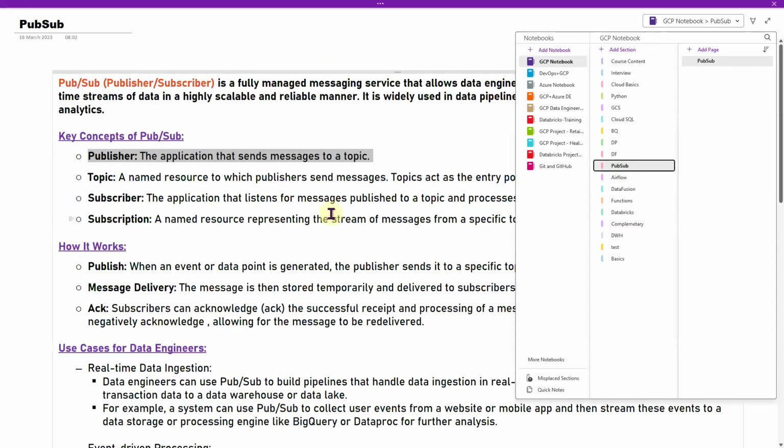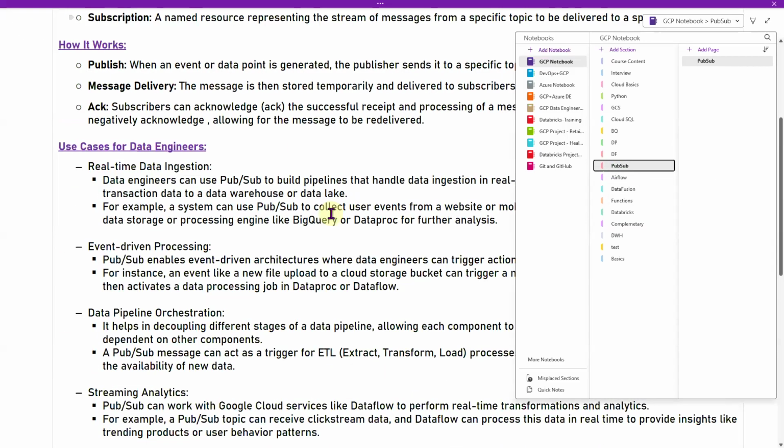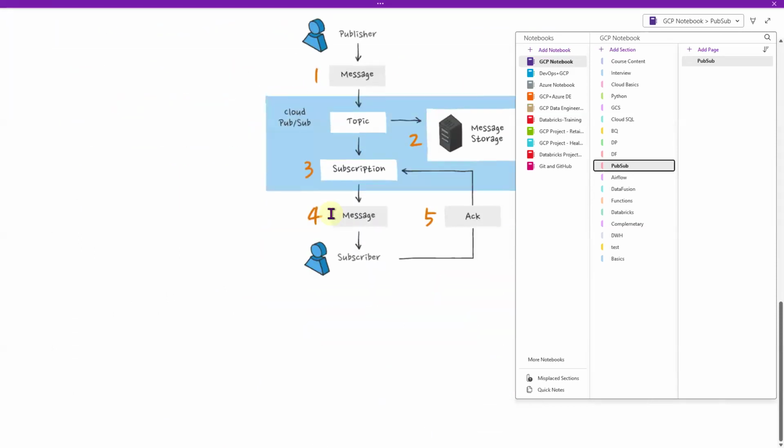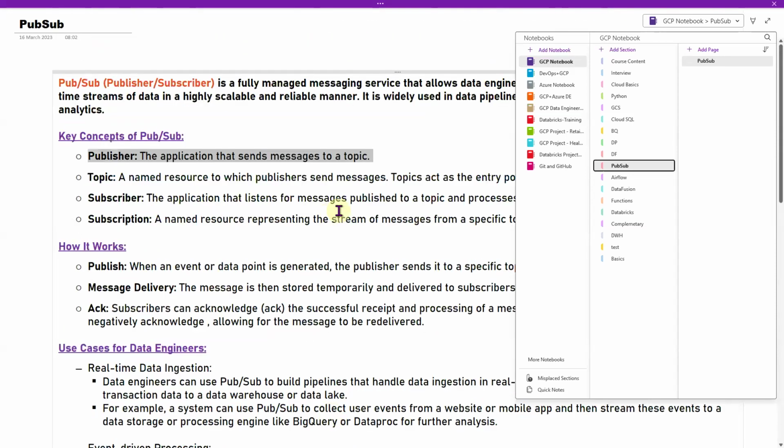What is PubSub, and what is the architecture of the PubSub, and how do we work with PubSub? What is topic and what is subscription, and all of those things.